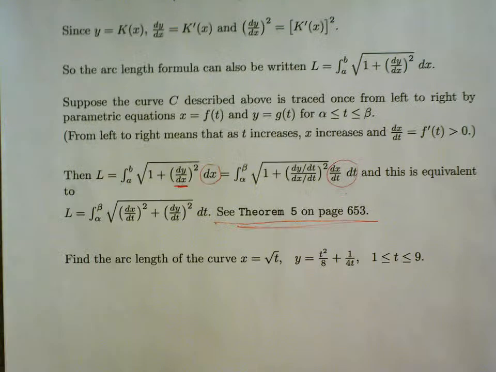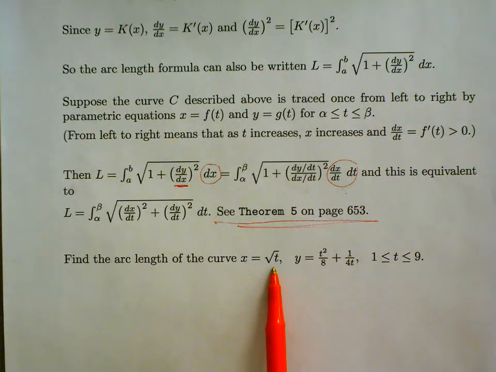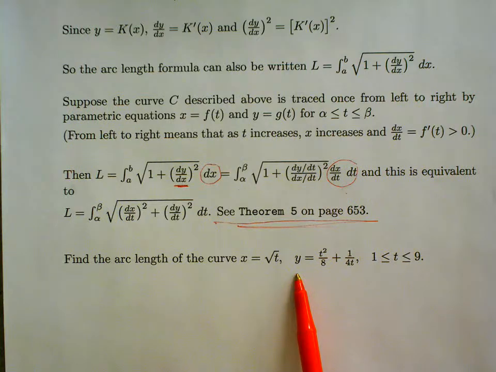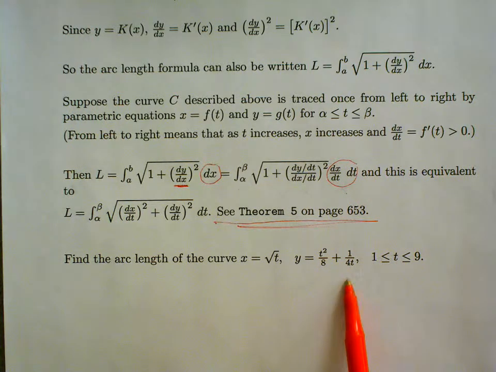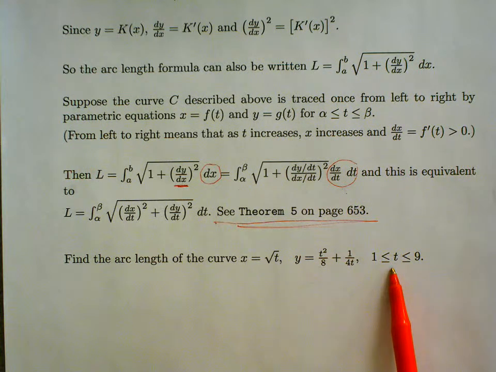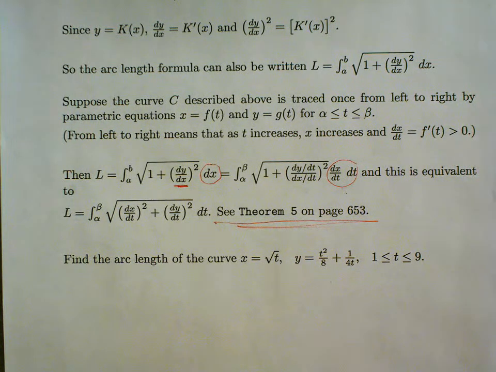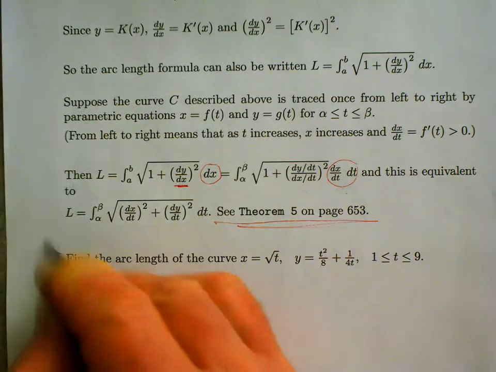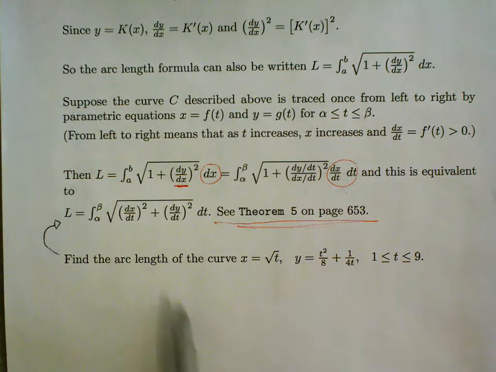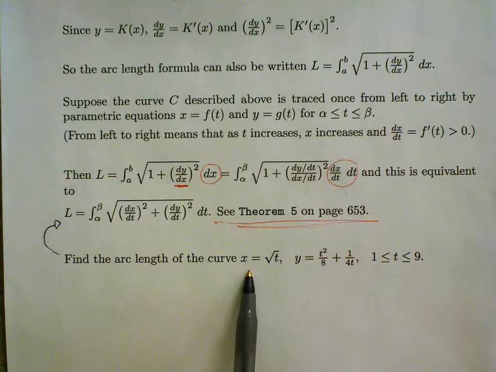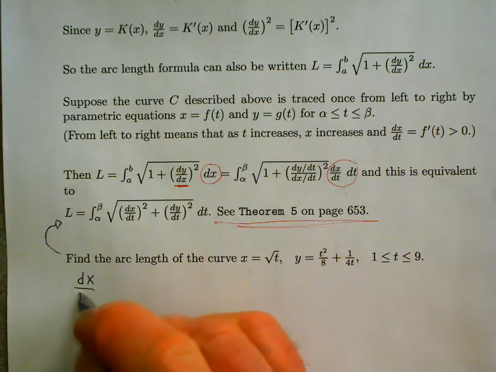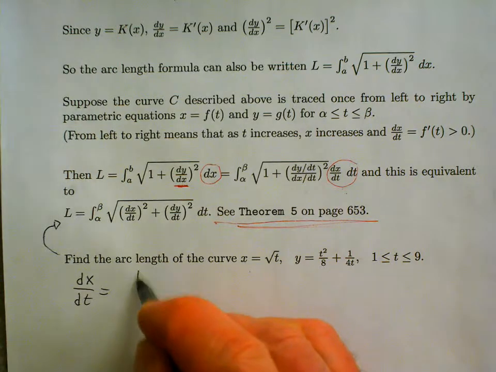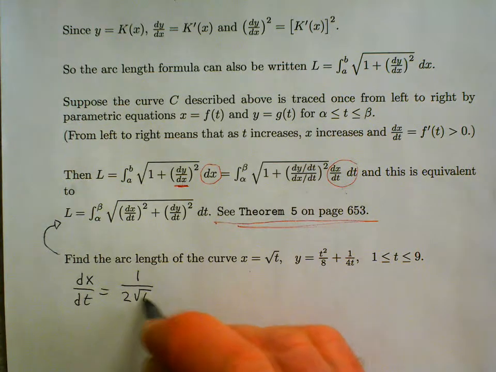Okay, but let's find the arc length of the curve x equals the square root of t, y equals t squared over 8 plus 1 over 4t, for values of t from 1 to 9. So we're just going to use this formula. We need to know the derivative of x with respect to t. If x is the square root of t, dx/dt is 1 over 2 times the square root of t.